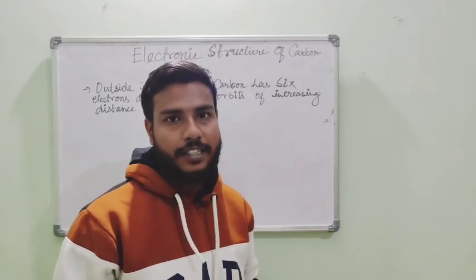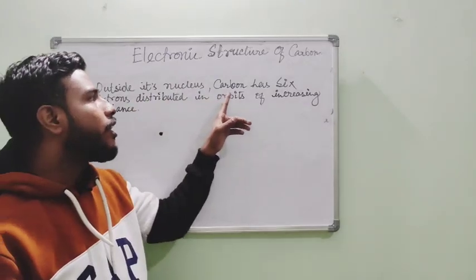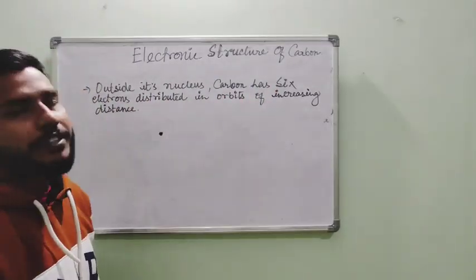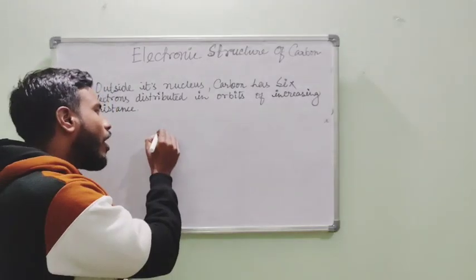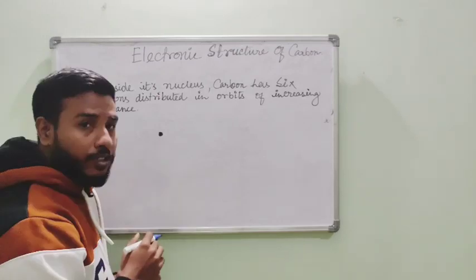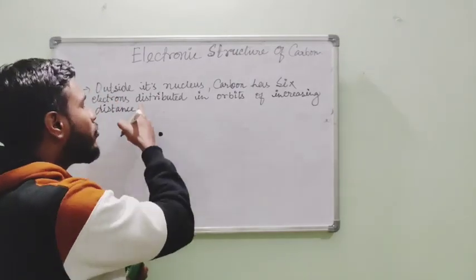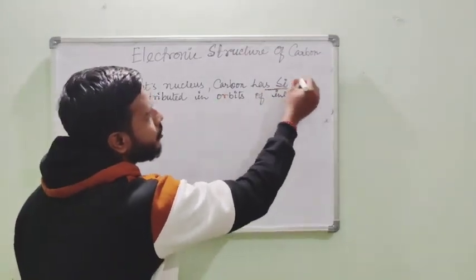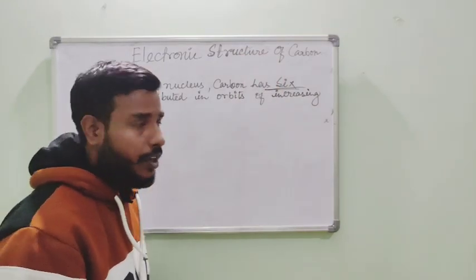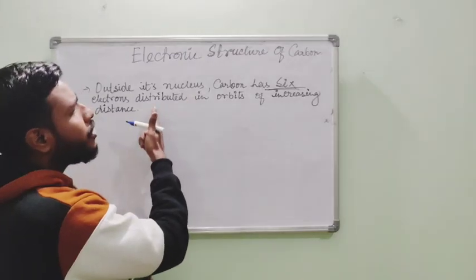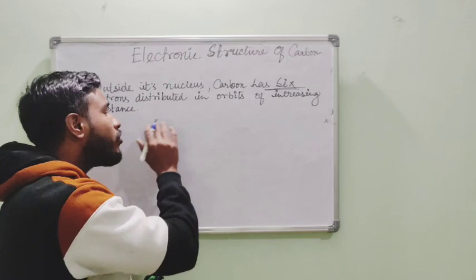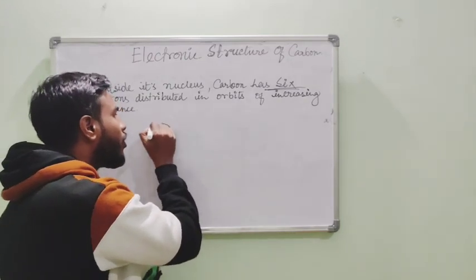Let us study that. Outside its nucleus, carbon has 6 electrons distributed in orbits of increasing distance. That means suppose this is a carbon atom, it has a nucleus inside. Here is the nucleus of the carbon, and outside its nucleus it has 6 electrons. Carbon, how many electrons does it have? It has 6 electrons. Now you see, those 6 electrons are distributed in orbits of increasing distance. That means they are outside the nucleus, there are orbits.